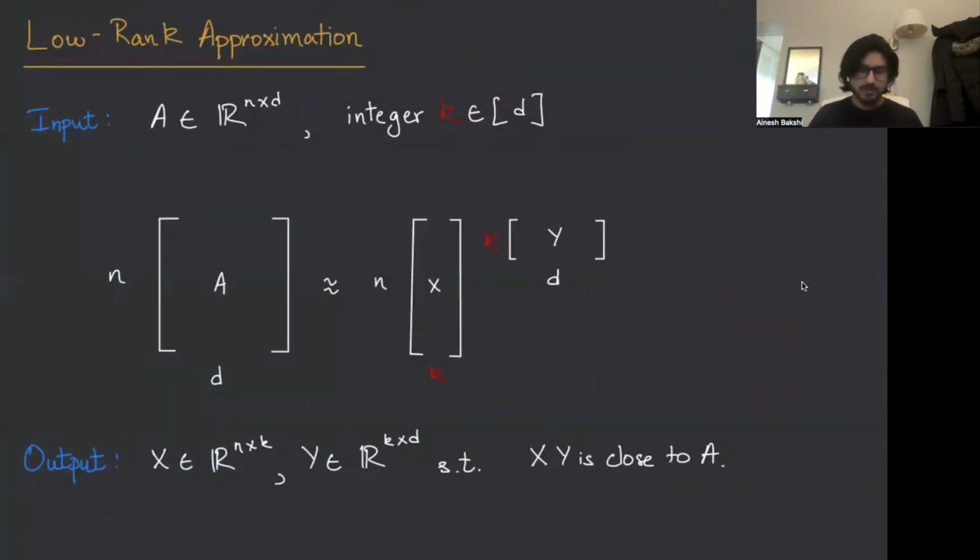In this setup, we're given as input a matrix A consisting of real numbers, and this matrix is an n by d matrix. In addition, we're given an integer k from 1 to d. And the goal is to take this matrix A and factorize it into two matrices, X and Y, such that the inner dimension of X and Y is k. We also want that when we multiply X and Y together, the resulting matrix is somewhat close to A.